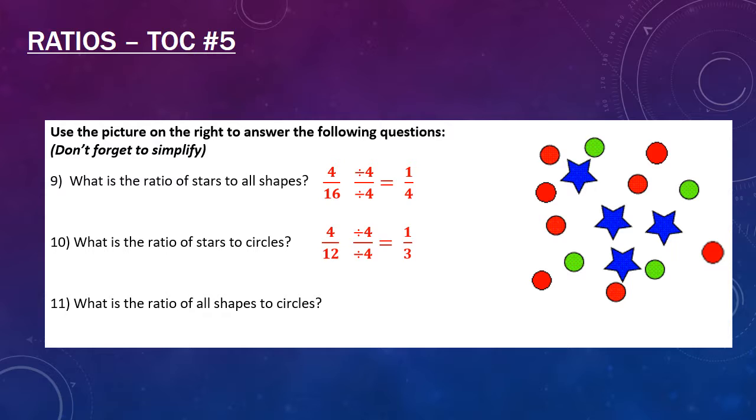And the last one says all shapes to circles. Since all shapes is given to me first, it goes in the numerator, which is 16, and we already knew that there were 12 circles, so now all we have to do is divide. We're going to divide both by 4. That's our greatest common factor, and so we would end up with 4 over 3.